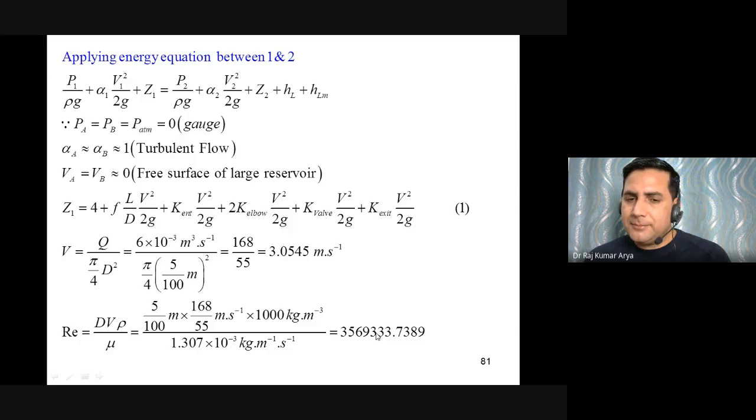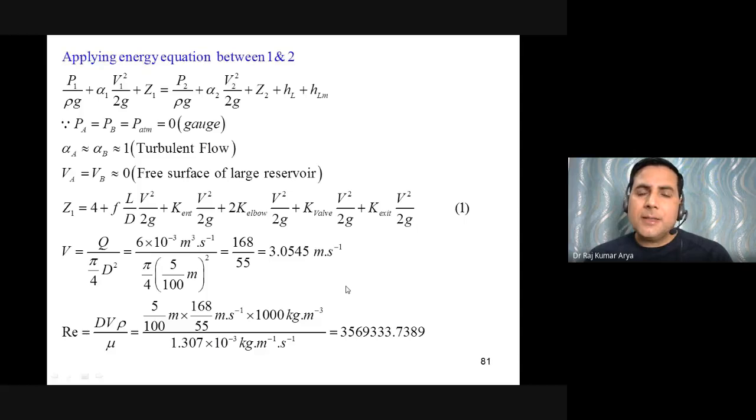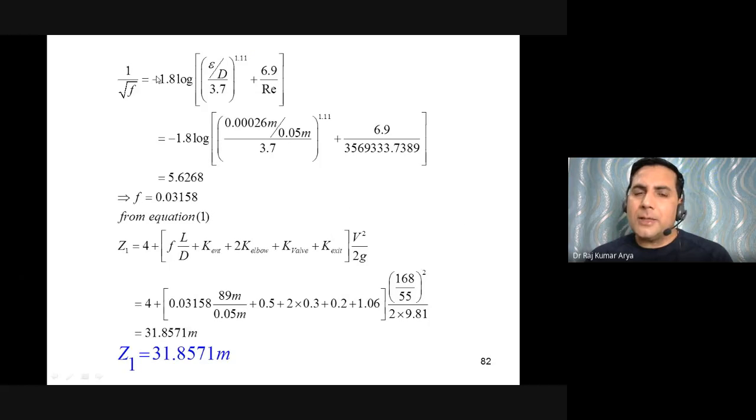So you will get this RE. Once you get this RE, now this is the formula, the Haaland correlation, which I actually told you. This would be given to you. This is the formula when the RE value is more than 2300, to calculate the friction factor. Roughness is given in the question, right? Roughness is given, diameter is given, RE you have calculated just now. Substitute everything into this equation. You will get your friction factor from here. F is 0.03158.